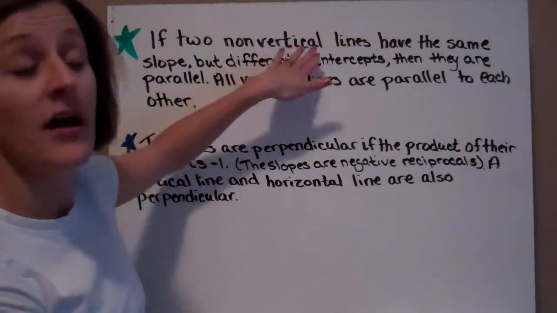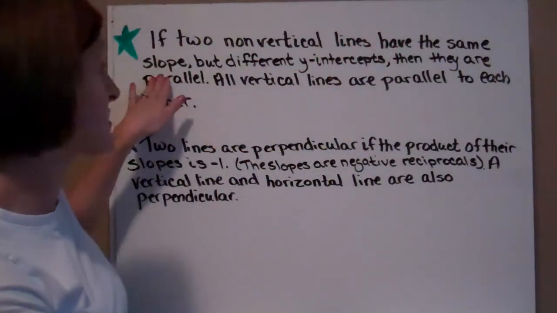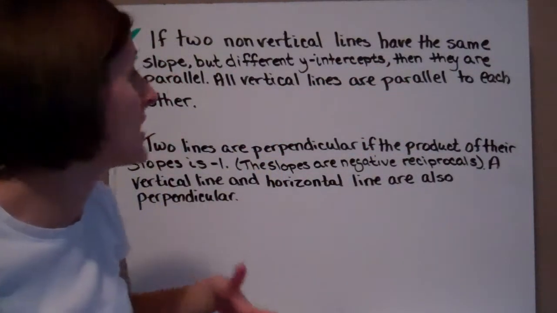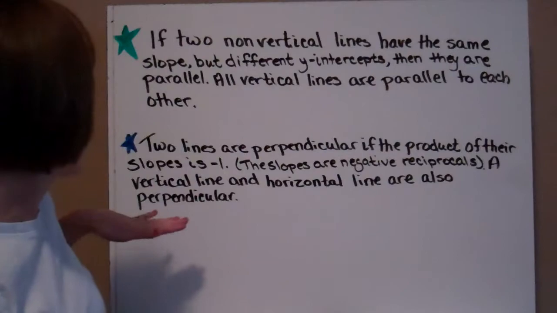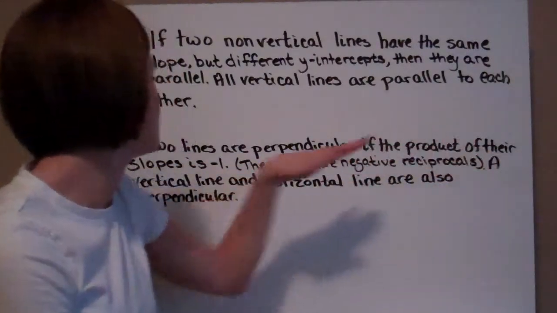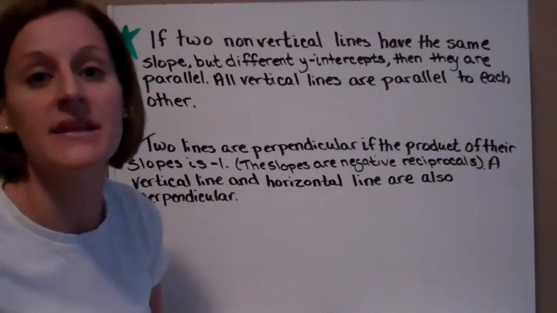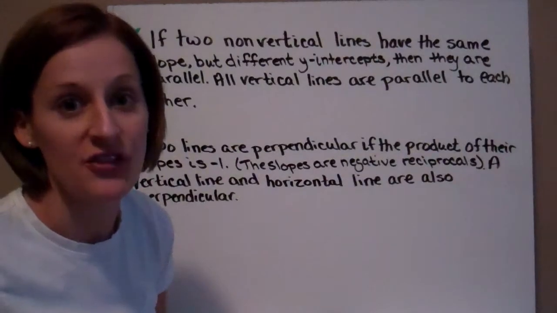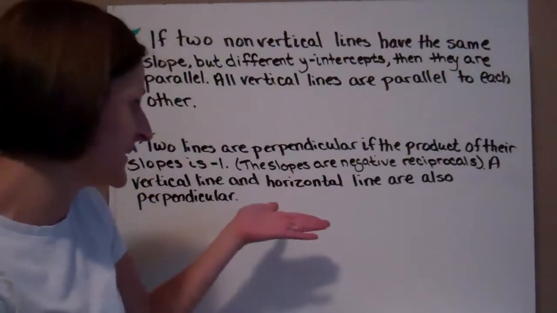Alright, now, some important items. If two non-vertical lines have the same slope, but different y-intercepts, these lines are said to be parallel to each other. Okay? Now, two lines are perpendicular if the product of their slopes is -1. Basically, if the slopes are negative reciprocals of each other, then the lines are perpendicular.